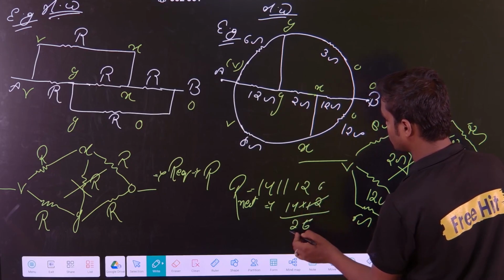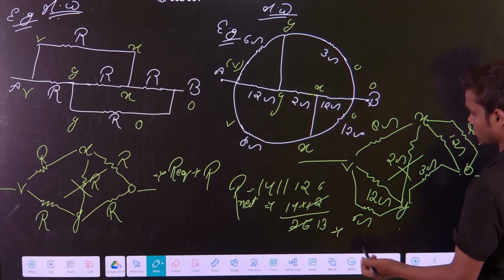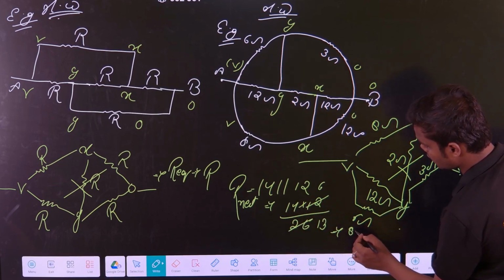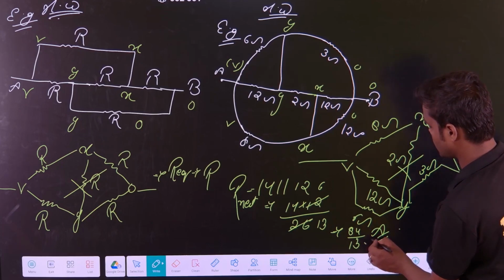So correct, 2 6 12 13. You will get 16 into 14. How much? 84 divided by 30. Correct. So this is the answer you will get.